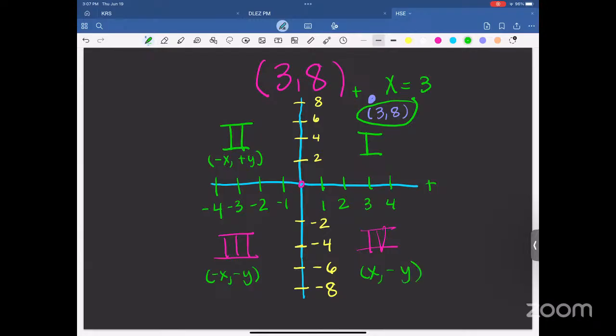So let's do a quick pop quiz. Krystal, I'm going to give you a coordinate. Tell me if it's in quadrant 1, 2, 3, or 4. Okay.